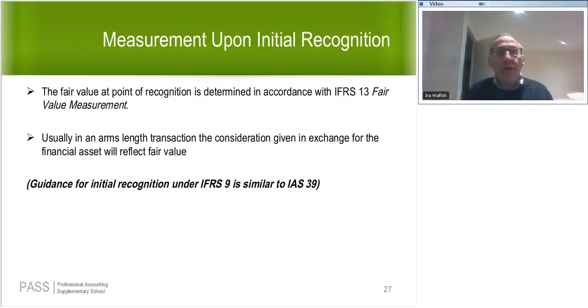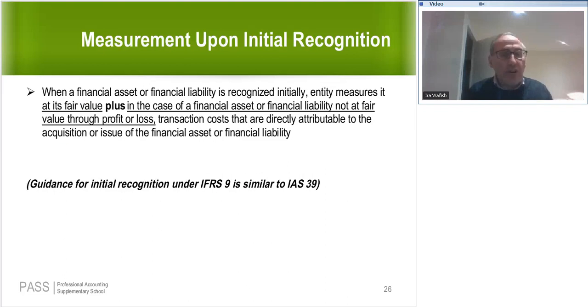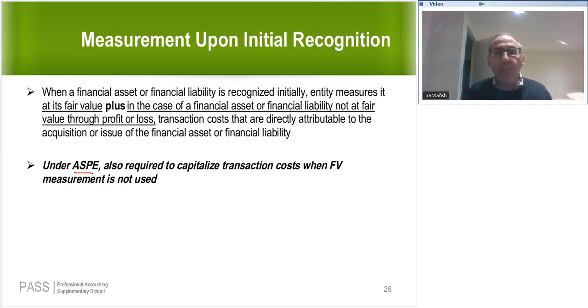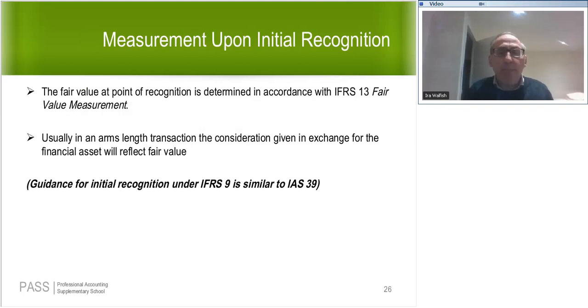Now, how do I come up with a fair value upon initial recognition? You're supposed to measure a financial instrument upon initial measurement based on fair value. How do you come up with a fair value? So you would use IFRS 13, which talks about fair value measurement. But for exam purposes, this is what I would understand. Generally speaking, as a rule, as long as it's an arm's length transaction, generally whatever the company paid for the financial instrument is assumed to be the fair value.